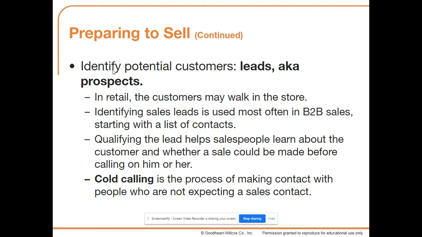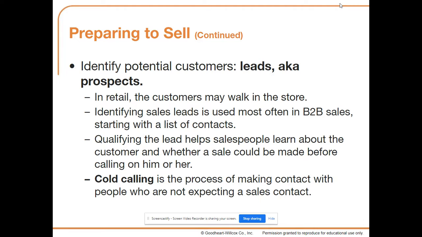So, prior to selling, you also need to identify potential customers. These can also be called leads or prospects. In retail, the customers may walk into the store and you're just looking for someone who's looking around and looks like they need help. Identifying sales leads is used most often, though, in B2B sales. So that's going to start with a list of contacts. Qualifying the lead is going to help salespeople learn about the customer and whether a sale could be made before calling on him or her.